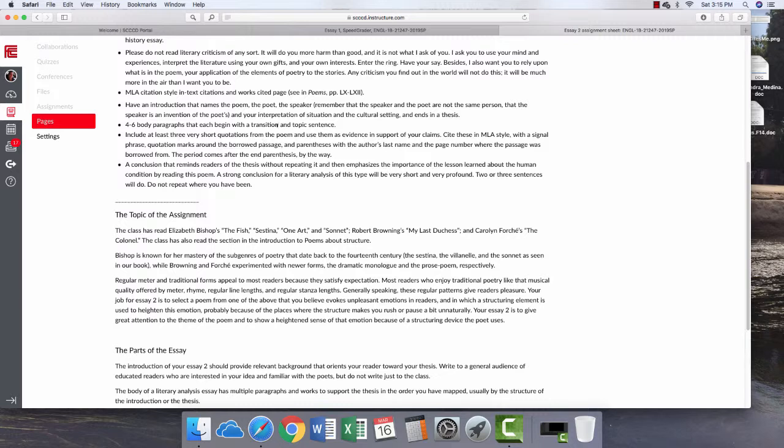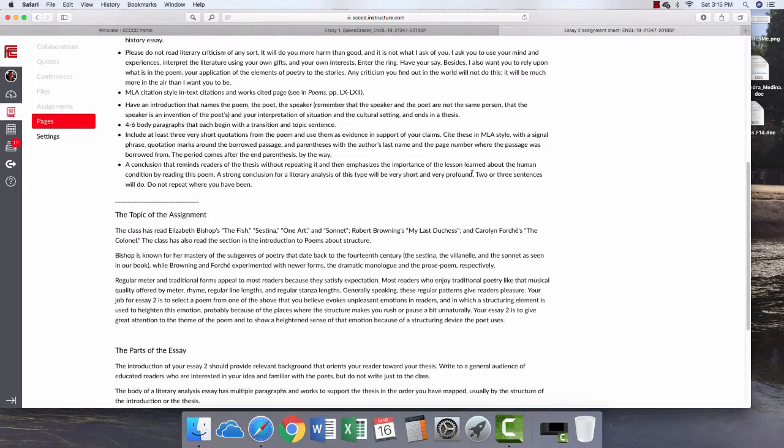Each of those body paragraphs really does need to begin with a transition, moving from the idea in the previous paragraph to the idea in the next one. These body paragraphs should open with a topic sentence, which is the subclaim that you are making for the body paragraph. We're asking that you include at least 3 very short quotations from the poem. Very short, not 4 lines, please, please, please. Very short. Only needed to hone in on your analysis there.